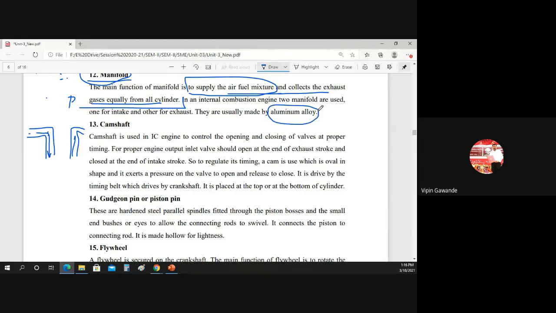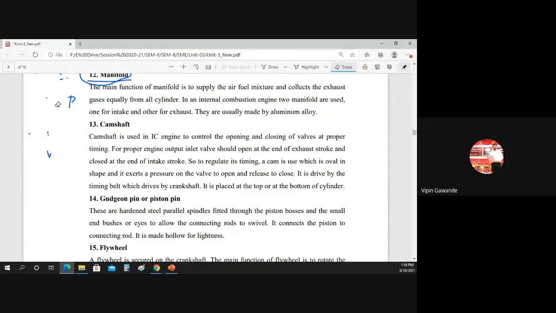This is made up of the aluminum alloy. Okay. So how many manifolds are there? In an internal combustion engine, how many manifolds do we have? We have 2 manifolds. One is for intake and another is for the exhaust. Okay. And what is the material used for this manifold? Aluminum alloy is used for this manifold. Okay. So that you have to remember here.